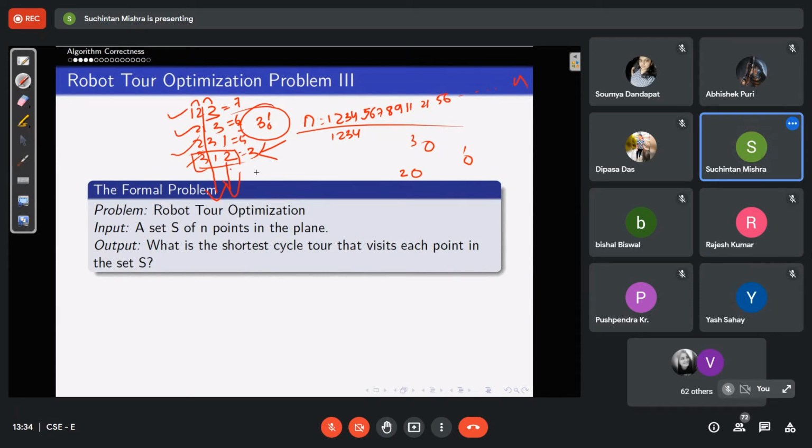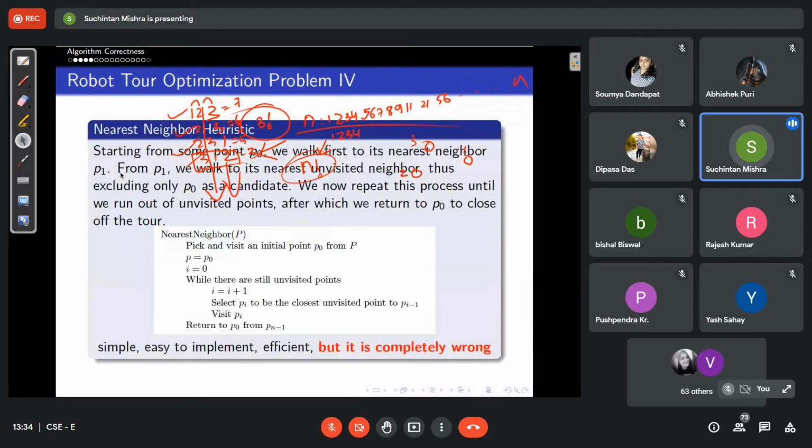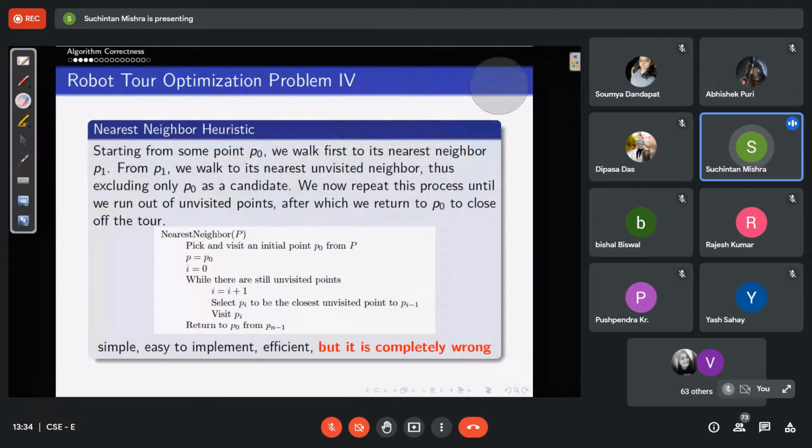No. This strategy will actually not work. Why? Because then there will also be n factorial combinations. And to handle n factorial combinations, when n is very large, is very difficult with a greedy approach such as this, or a brute force approach. So what we will do is design a solution which is called the nearest neighbor heuristic. Am I audible clearly? Yes, sir. Okay. So, the nearest neighbor heuristic.